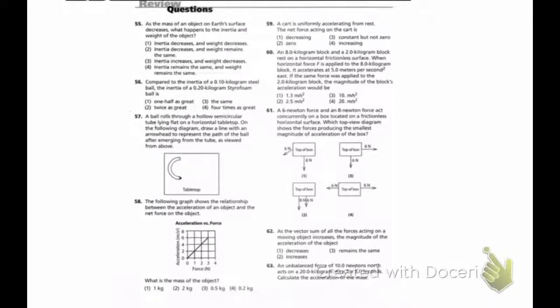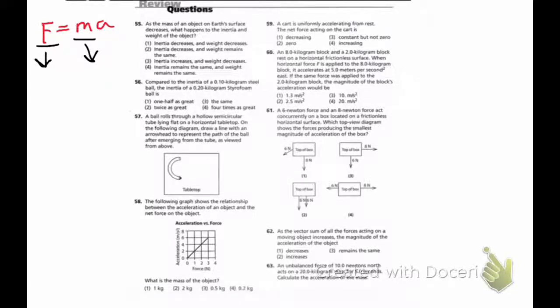Alright, here are the solutions for the Newton's three-law worksheet. The first question reads, as the mass of an object on Earth's surface decreases, what happens to the inertia and the weight of the object? Well, using Newton's second law of F equals ma, we see that the mass is directly proportional to the force, or its weight. So if the mass is decreasing, that means the weight has to also be decreasing.